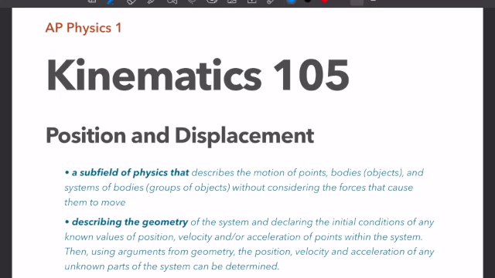Hello and welcome to this installment of AP Physics 1, Kinematics 105, which is about position and displacement. As we previously said, kinematics is a subfield of physics. It's about the motion of bodies and systems. We begin by describing the geometry and discussing the initial conditions.